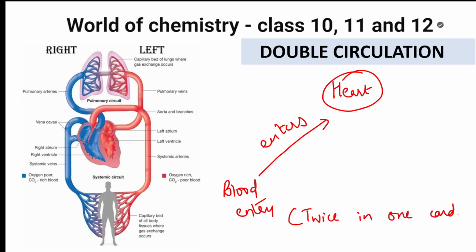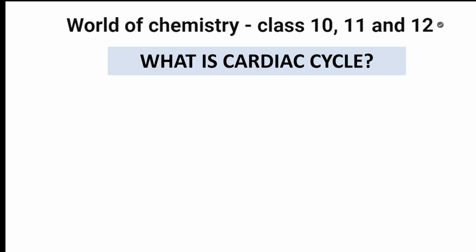Ma'am, what is this cardiac cycle? I'll tell you what it is. So blood enters your heart twice in one cardiac cycle. Because the blood enters the heart twice in one cardiac cycle, this is called double circulation. Once again, double circulation is a process where the blood enters the heart twice in one cardiac cycle. See here, once and again a second time. So it enters twice in one cardiac cycle. Now, first of all, I should help you understand what actually a cardiac cycle is.